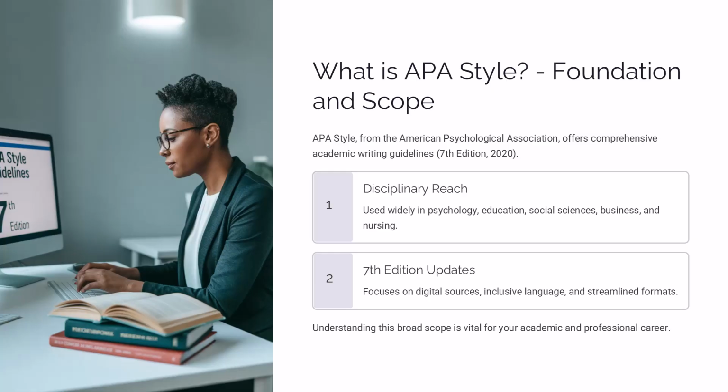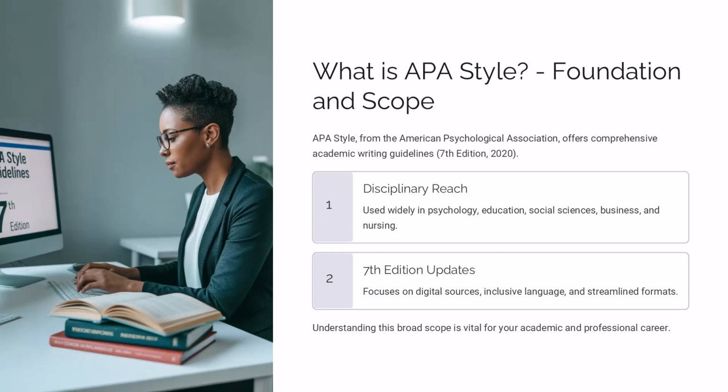The scope of APA style extends far beyond its psychological origins. If you're studying education, you'll likely use APA style for research papers, literature reviews, and thesis projects. In sociology, APA style governs journal submissions and conference presentations. Business schools often require APA style for case studies and research reports. Nursing programs use APA style for evidence-based practice papers and clinical research. The widespread adoption of APA style across disciplines reflects its effectiveness in facilitating clear, ethical, and accessible scholarly communication.